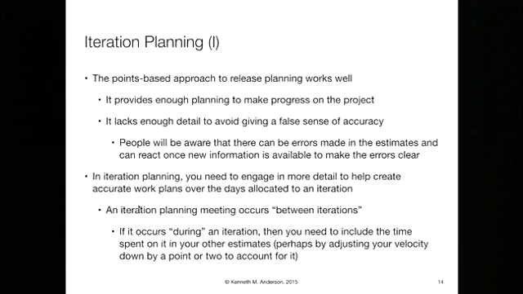The way that this happens is an iteration planning meeting occurs sometime between iterations. And if it occurs during the iteration, then you have to include that in your estimate of actual velocity. For example, we have a 10-day iteration, but day 10 is meet with the customer, show the demo, do the debrief, do the next planning. So we actually only have 9 days, and the last day is the demo day and replanning day. If you do that, then of course you have to adjust your velocity down by a point or two to account for it.